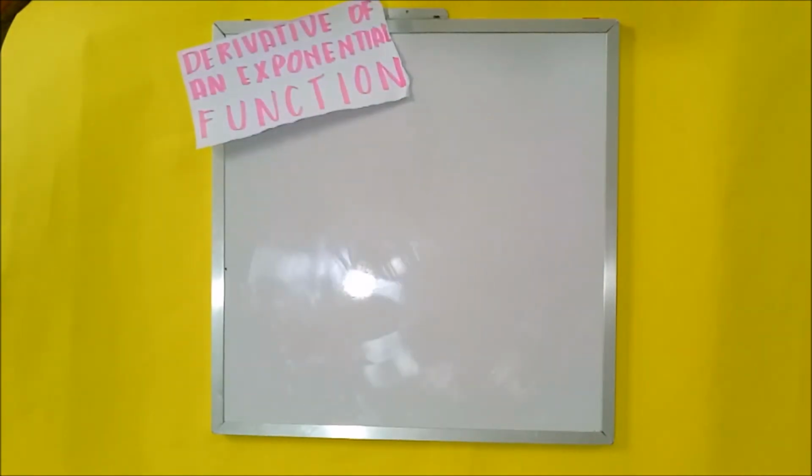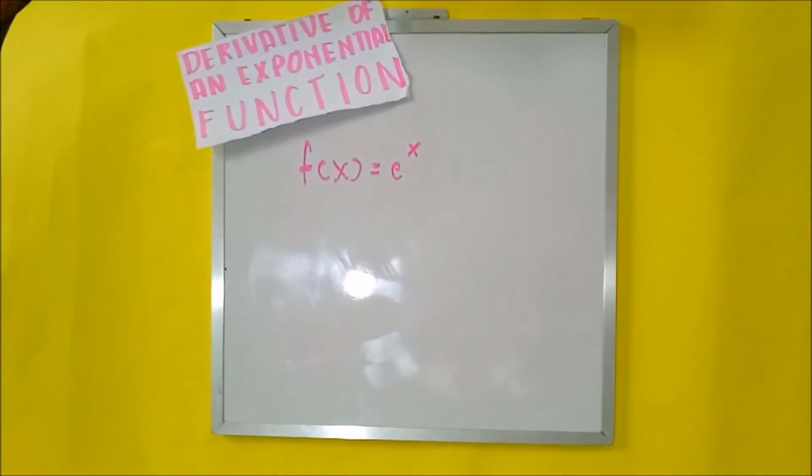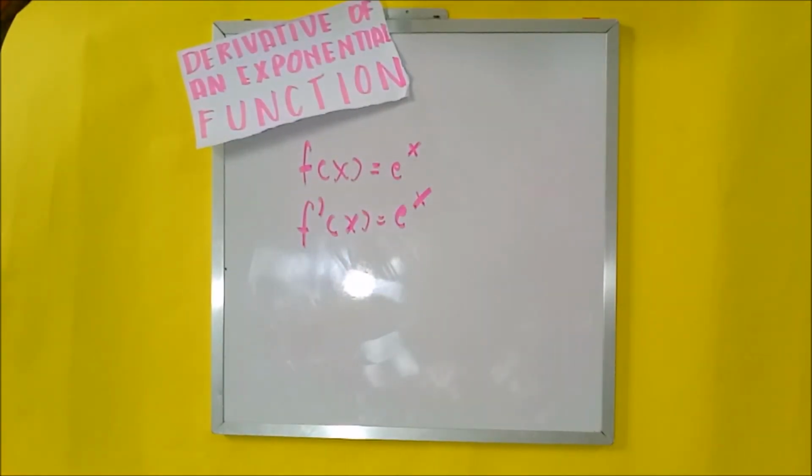Lastly, we have the derivative of an exponential function. If f of x is equal to e raised to x, then f prime of x is equal to e raised to x. That's all.